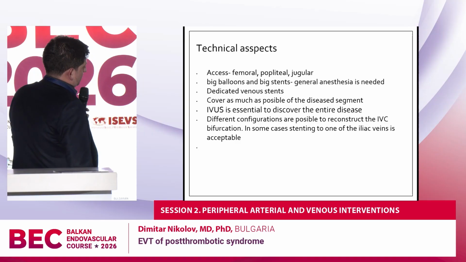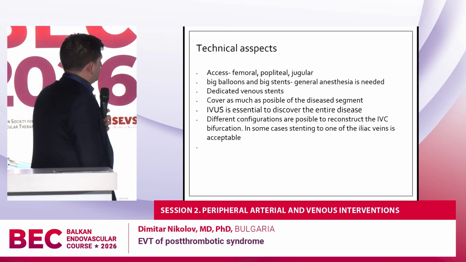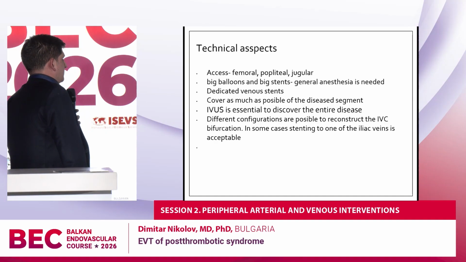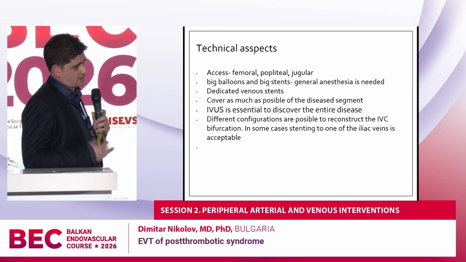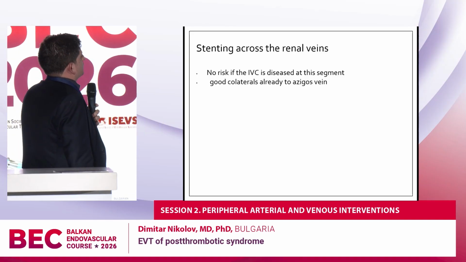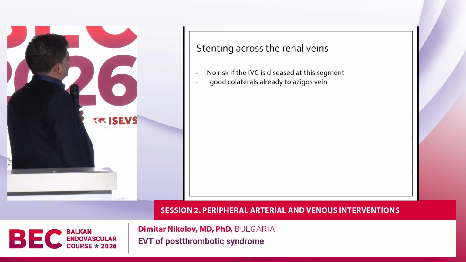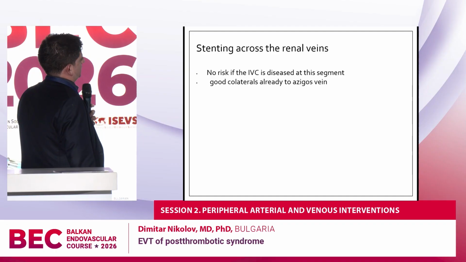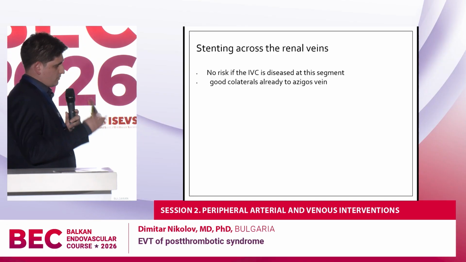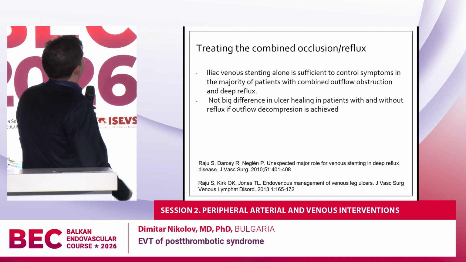Different configurations are possible to reconstruct the IVC in bifurcation. In a lot of cases, it can be stented on only one side and be acceptable. If you stent across the renal veins, you can check if there are good collaterals to the azygos vein. So if you have them, there's no problem to stent the whole vena cava.